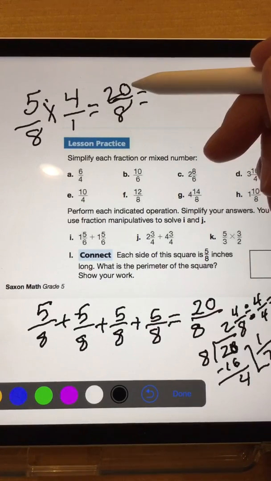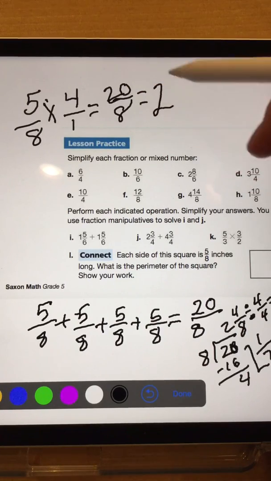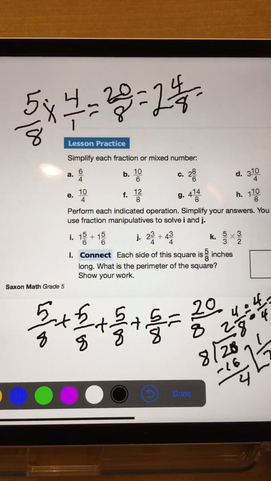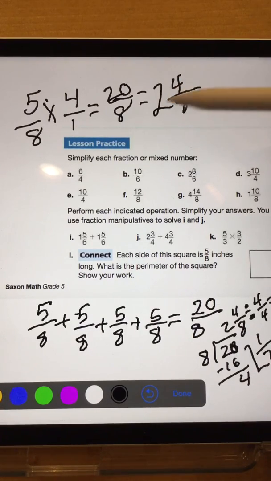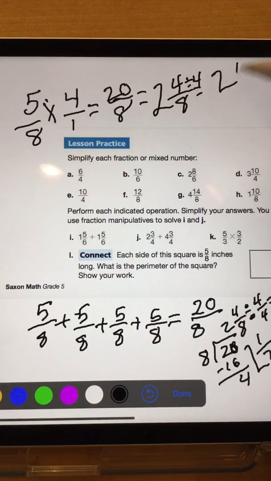8 goes into 20, we already know, 2 times, we have 4 left over, and 8 is our denominator. So then I'm going to, of course, divide both of these by 4. 4 divided by 4 is 1. 8 divided by 4 is 2. And I still get 2 1/2 inches. Don't forget your labels. 2 1/2 inches.